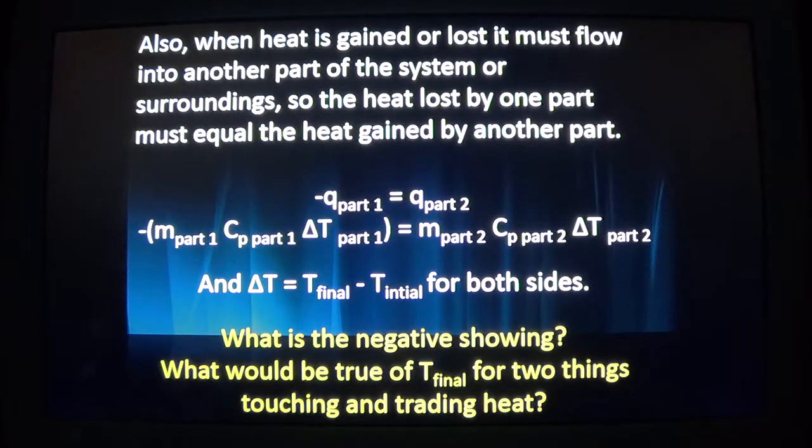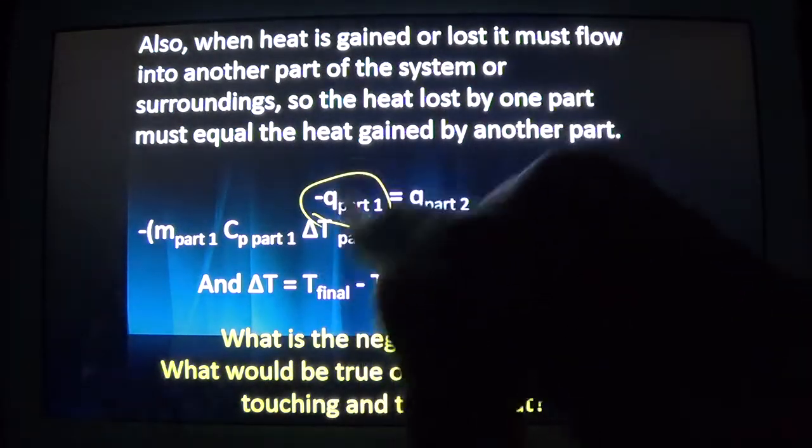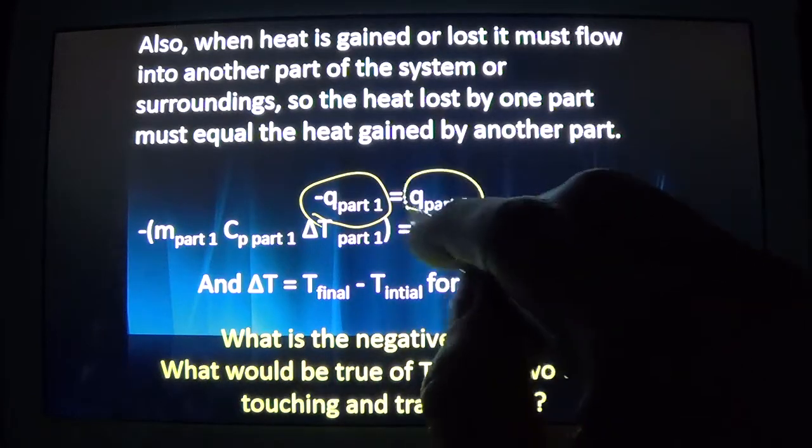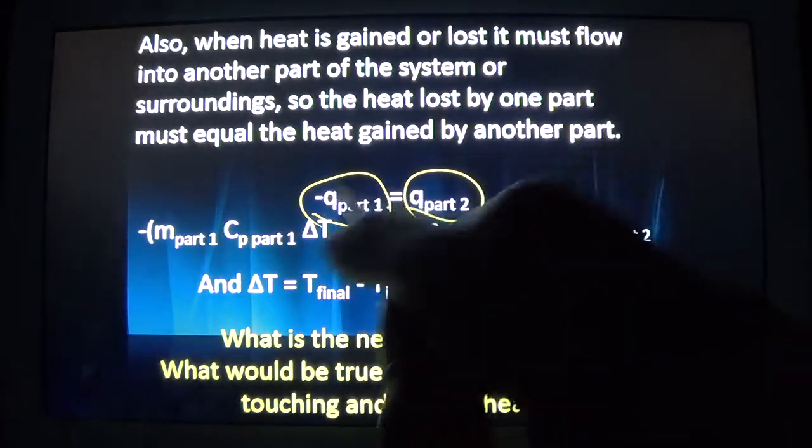So we now know heat, and we know how to calculate heat with mass, specific heat, and temperature change. We also know that when heat is gained or lost, it must flow from somewhere or flow to somewhere. So we could actually use that information to figure out how the heat in one area is going to affect another area. We could find the heat in part 1, whatever area that is, and see how it's going to affect the heat in part 2. And so we set the two Q's equal to each other.